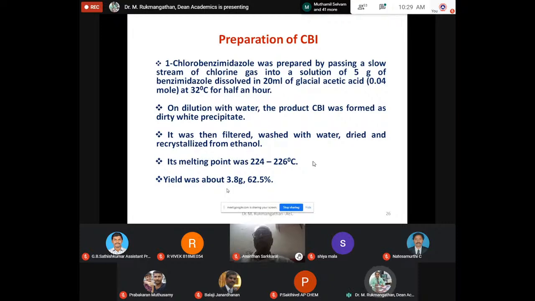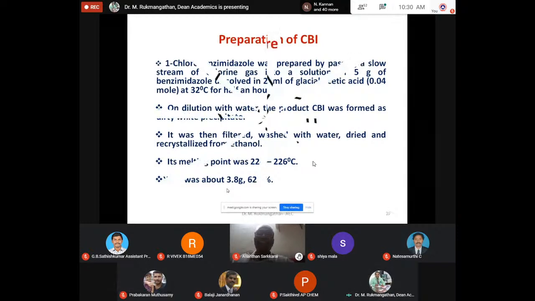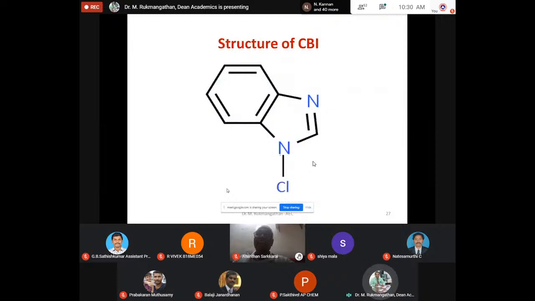The compound CBI was once again confirmed by its melting point study. The yield of the product is about 62.5%. And this is the structure of 1-chlorobenzimidazole. The hydrogen atom, which is linked to the nitrogen atom in benzimidazole, has been replaced by the chlorination process.